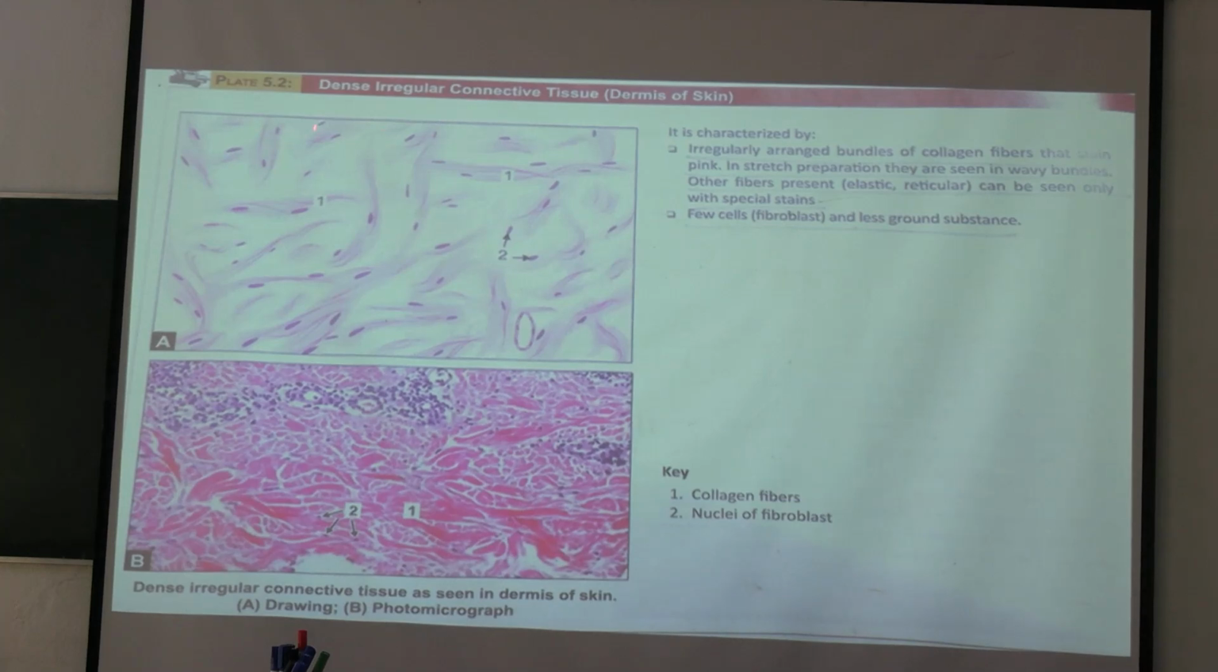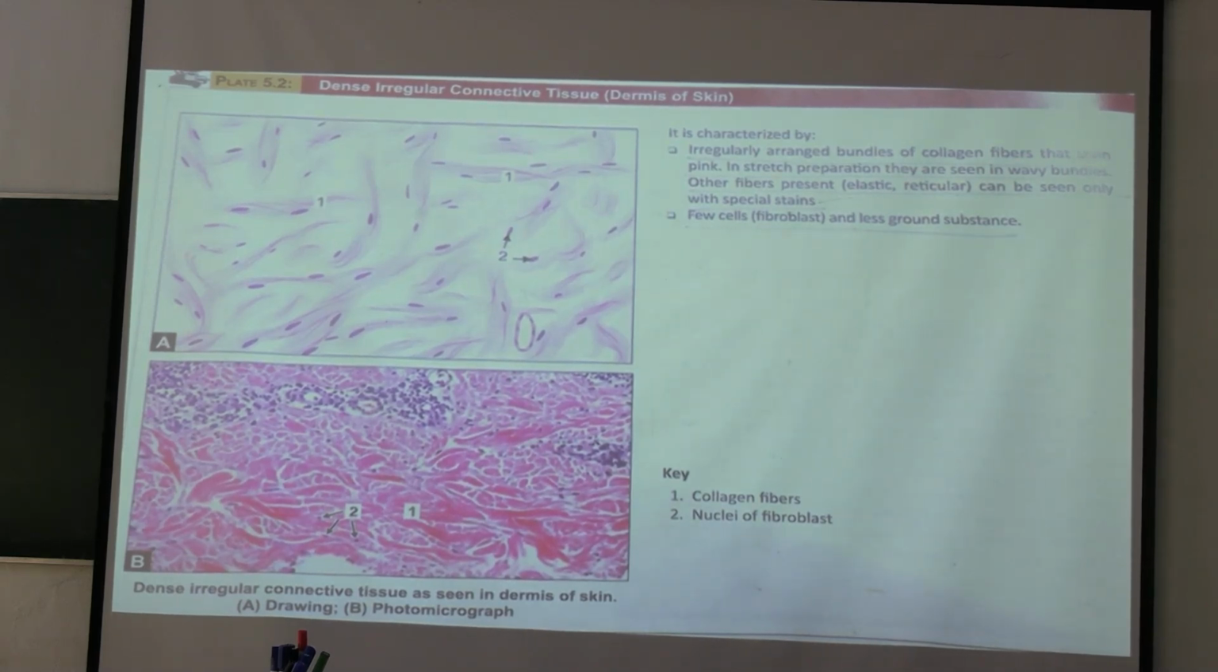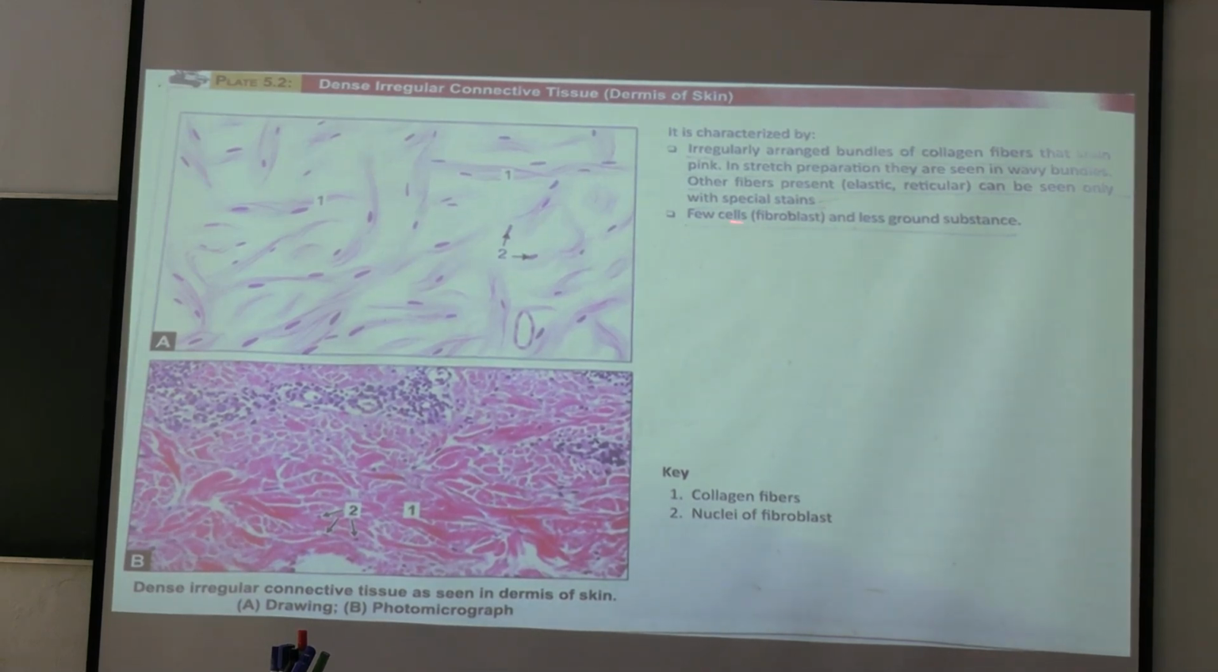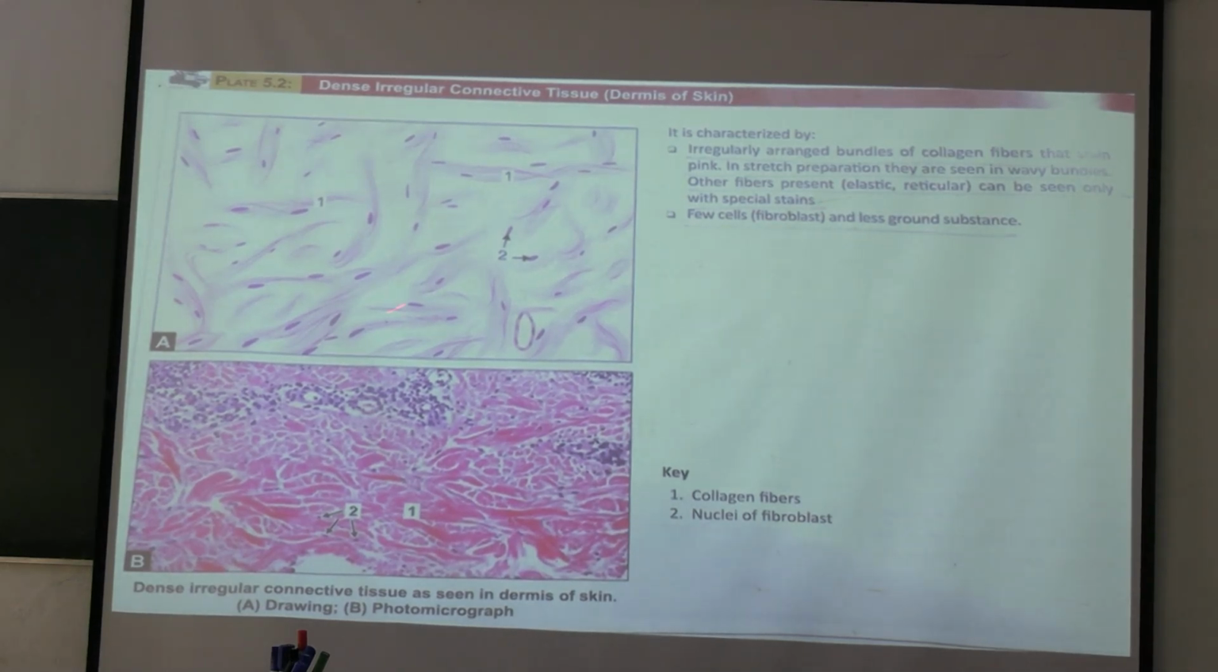So it is characterized by dense irregular connective tissue dermis of the skin, characterized by irregularly arranged bundles of collagen fibers, and that stain pink. In stretch preparation, they are seen in wavy bundles. Other fibers present are the elastic and reticular fibers, can be seen only with special stains, and few cells are present, fibroblasts and less ground substance. See, these are the nuclei of the fibroblasts lying within the fiber bundles. Okay, flattened nuclei. So you will see like this under the microscope. Fiber bundles are directed in different directions.